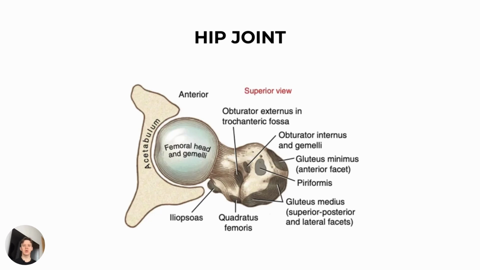So let's go to the hip joint. Here we have the superior view and the acetabulum that covers the femoral head. You can see it together with the femoral neck and greater trochanter, which is a main insertion point for the muscles of the hip.